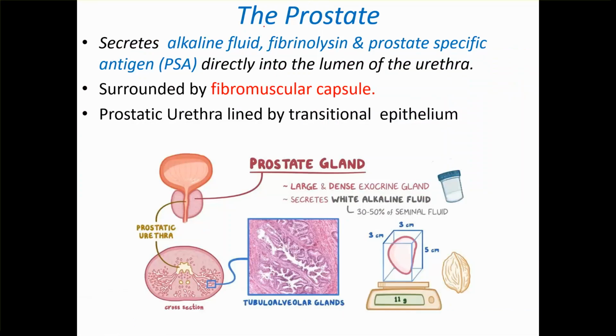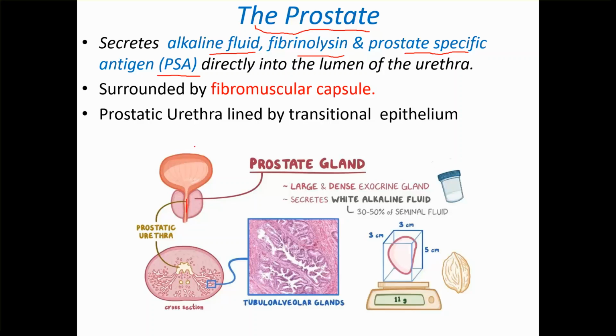Okay, now moving on to the very, very important gland, which is the prostate. The prostate secretes alkaline fluid, also the fibrinolysin, and prostate specific antigen, called PSA, directly into the lumen of the urethra. The prostate is covered by a fibromuscular capsule. Okay, so there is something called a true capsule and false capsule. Then, like you see here, inside the prostate you have the urethra running. This is the prostatic urethra.